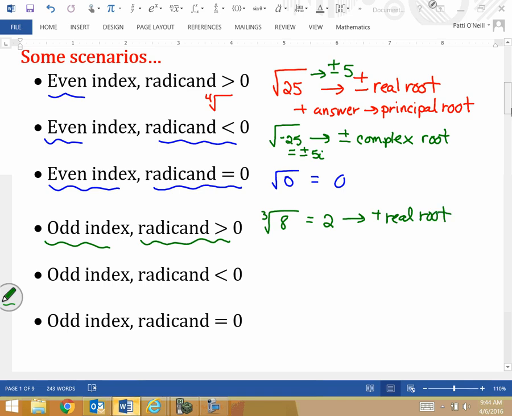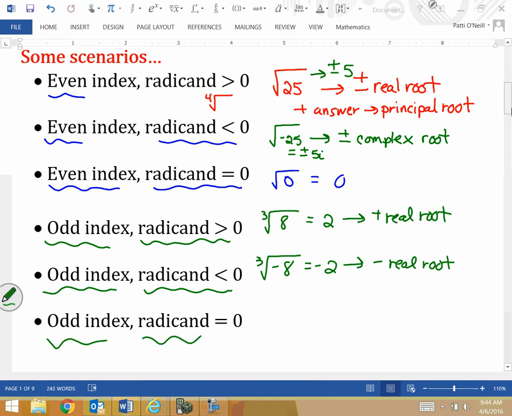If we have an odd index and our radicand is less than 0, for example, the cube root of -8, that will yield -2 as an answer. We end up with one negative real root. And finally, if we have an odd index and our radicand equals 0, it's the same as the even index situation. We end up with 0.